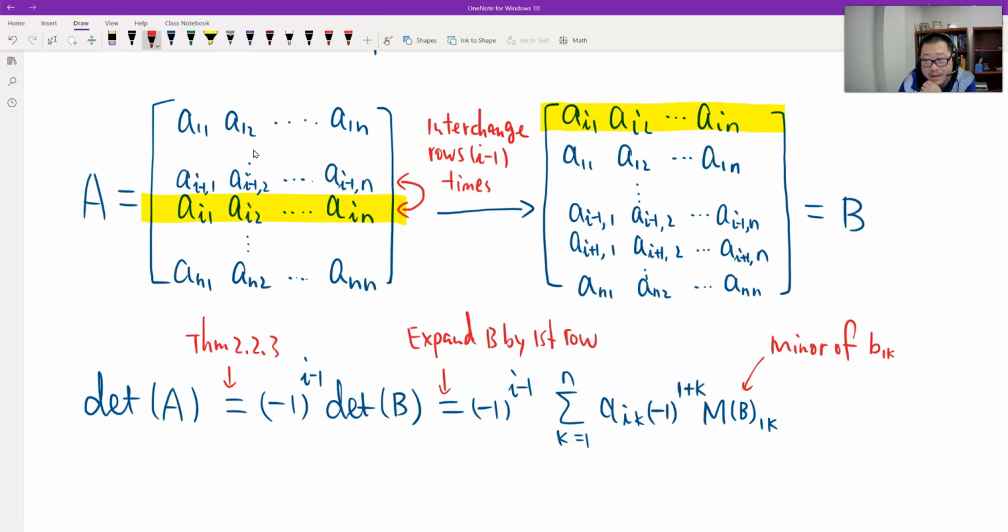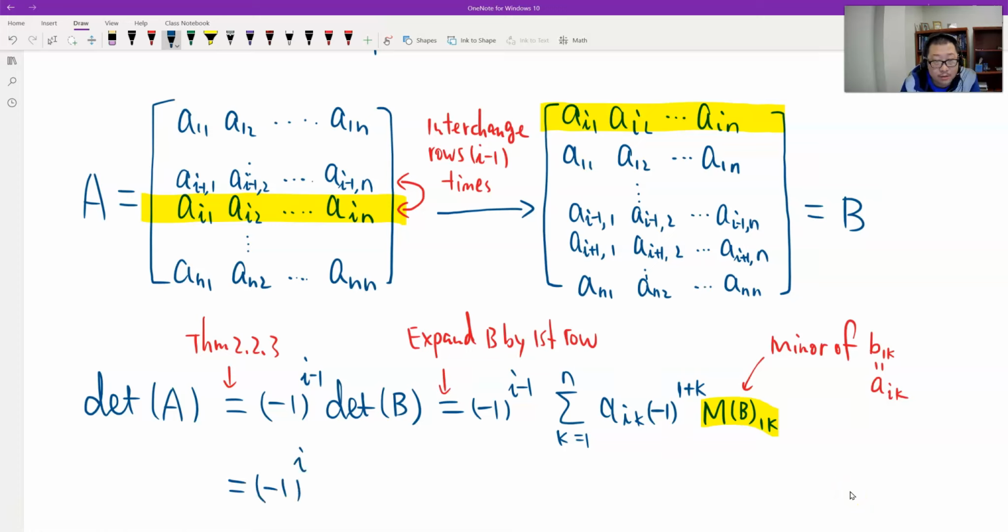But B1k is exactly equal to A1k. Make sense? Okay, so pay attention. This is the minor. We can link the minor of B to the minor of a matrix A. Okay, so that's the one. So let's see what the link is.